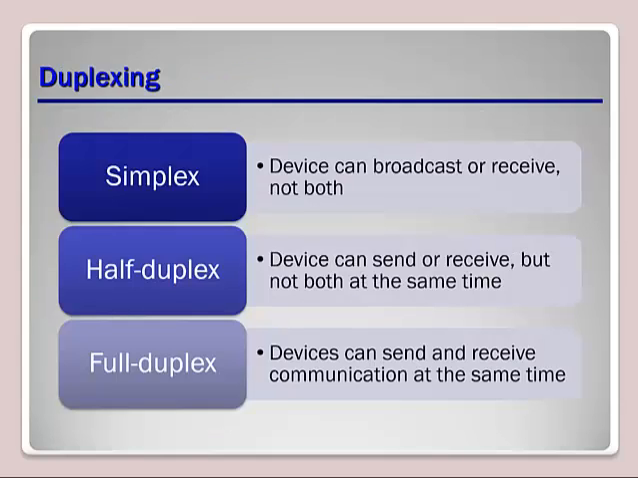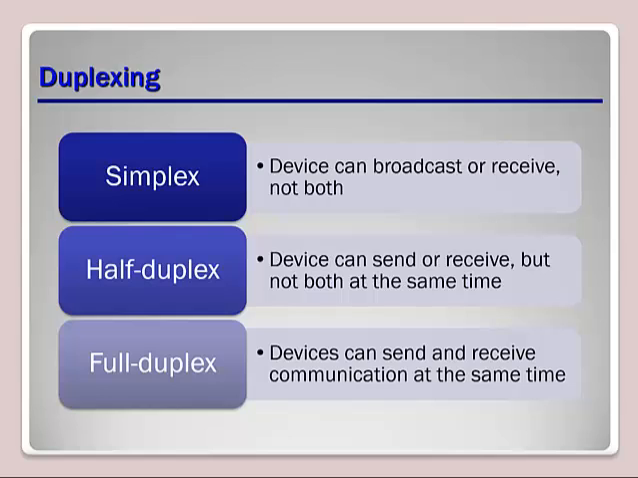All right, so here we're talking about duplexing. We talked a little bit about duplexing in chapter 2. Here are the three different kinds. You have simplex, where a device can broadcast or receive, but not both. That's not common. Half duplex, where a device can send or receive, but not both at the same time. And then there's full duplex, where devices can send and receive communications at the same time.